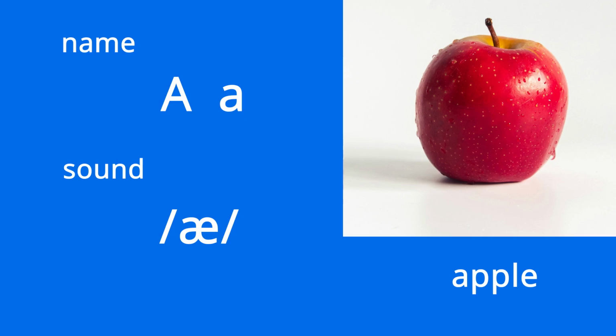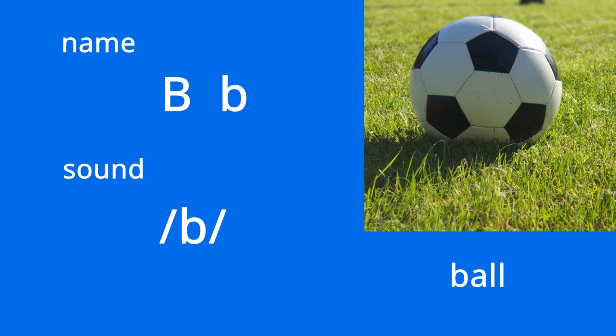For example, the letter A sounds like A in the word apple. The symbol A shows the sound. Now we'll go from A to Z, one by one. A sounds like A, as in apple. B sounds like B, as in ball.